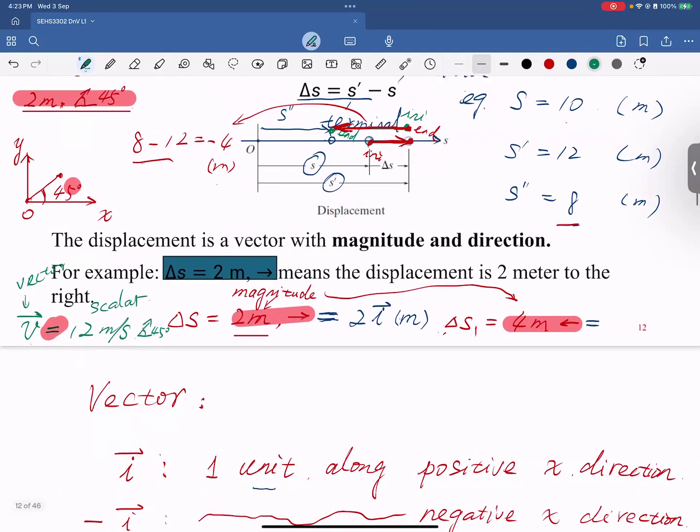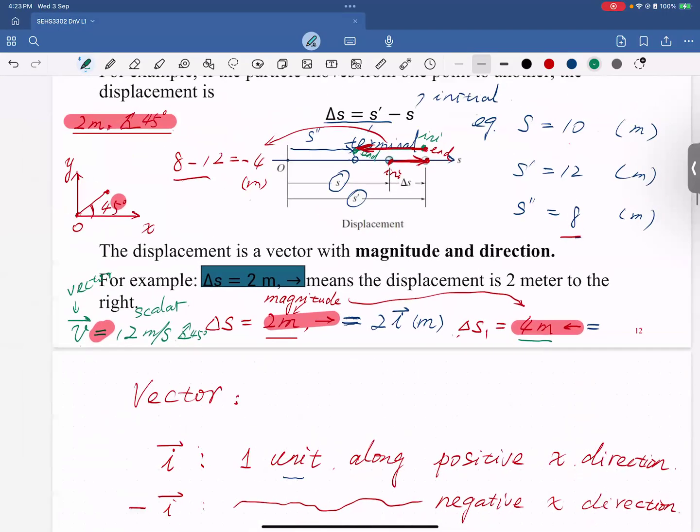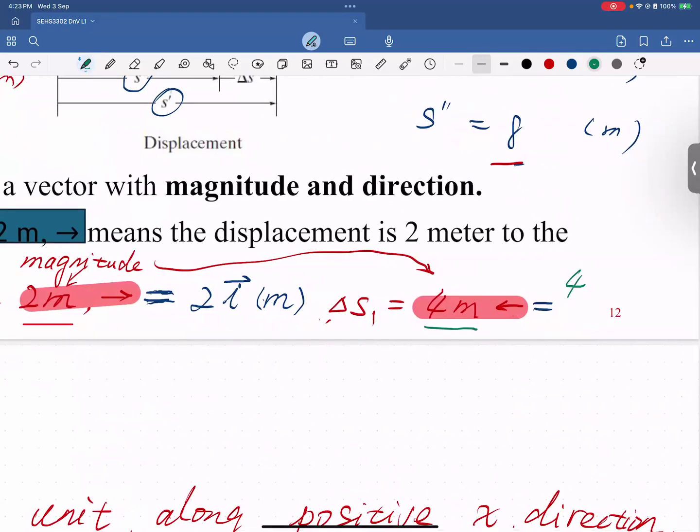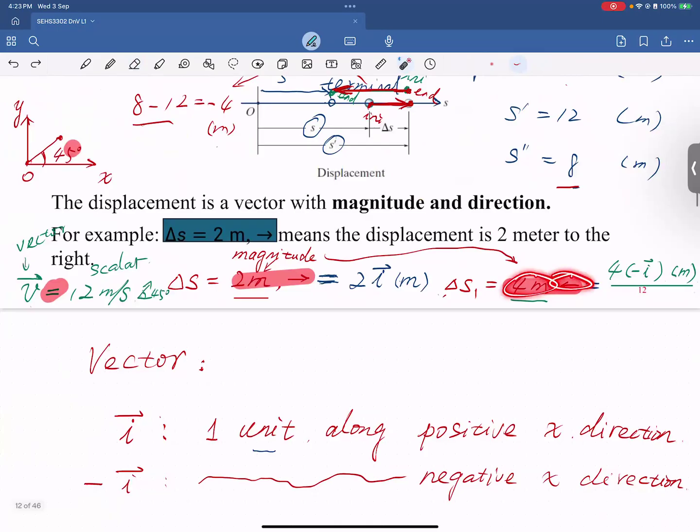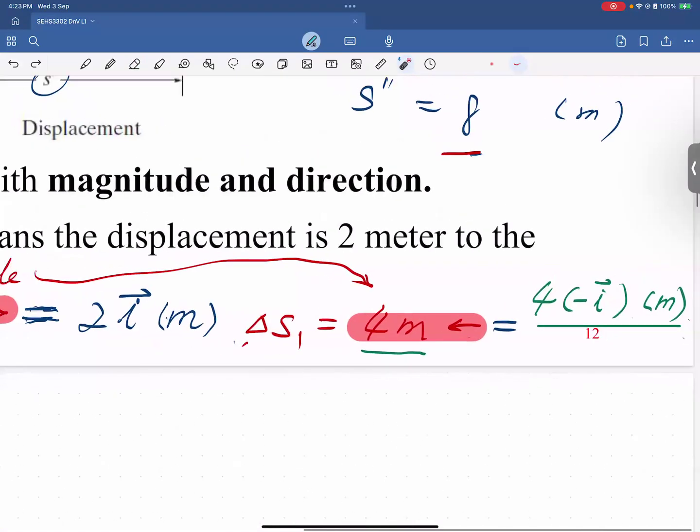Okay, so continue for this 4 meter to the left hand side. We can write it like this. 4, right? It's negative I, right? Negative I. And meter, right? Oh, sorry, not a negative 4. Sorry, 4 to the left, right? 4 to the left means 4 negative I.